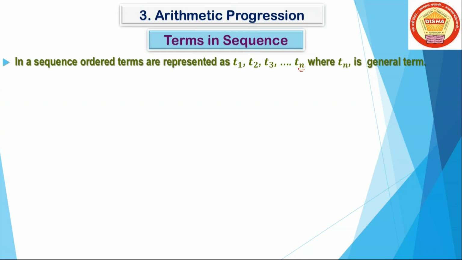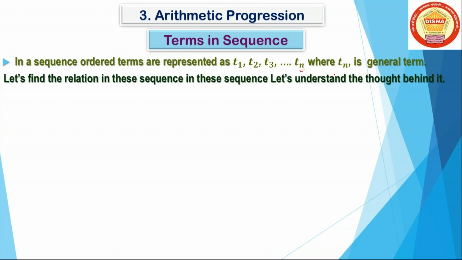Some sequences contain infinitely many terms. Here n is a natural number, and Tn is called the general term. The value of n may be 1, it may be 2. If in the given sequence 50 terms are there, then we take the value of n from 1 to 50.